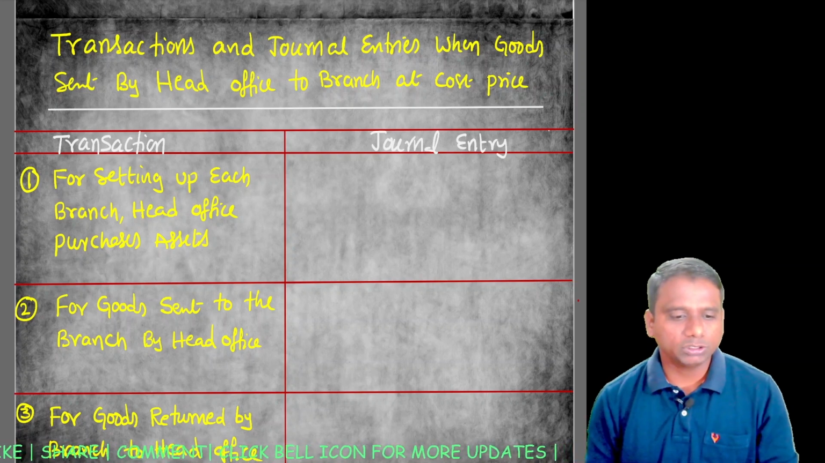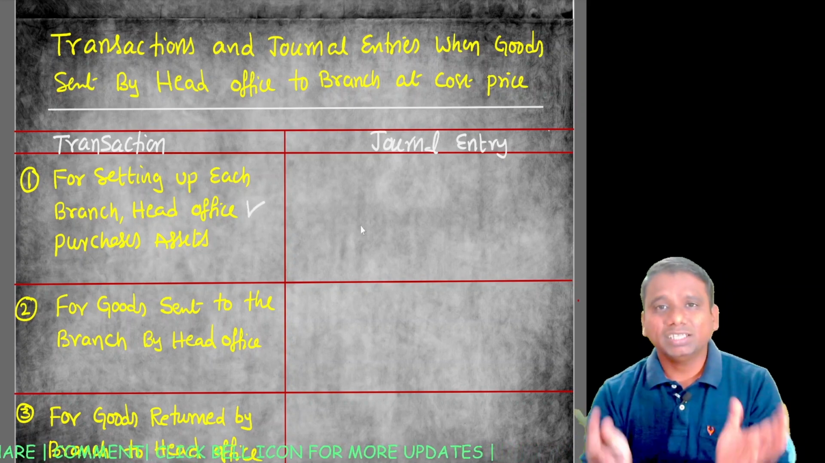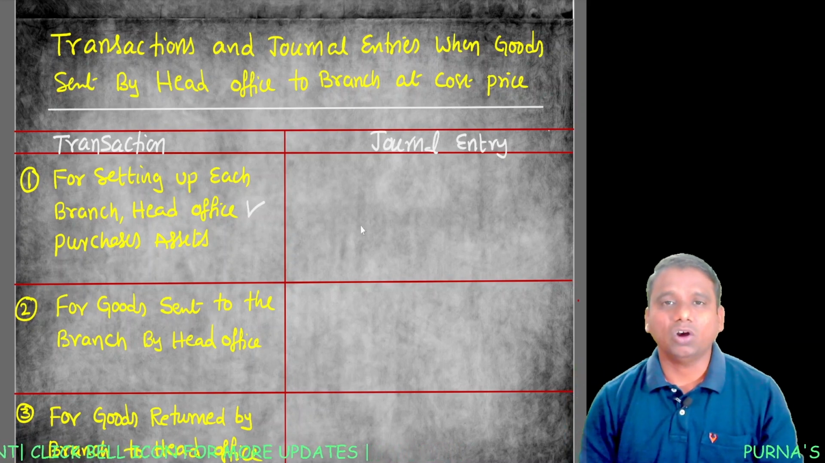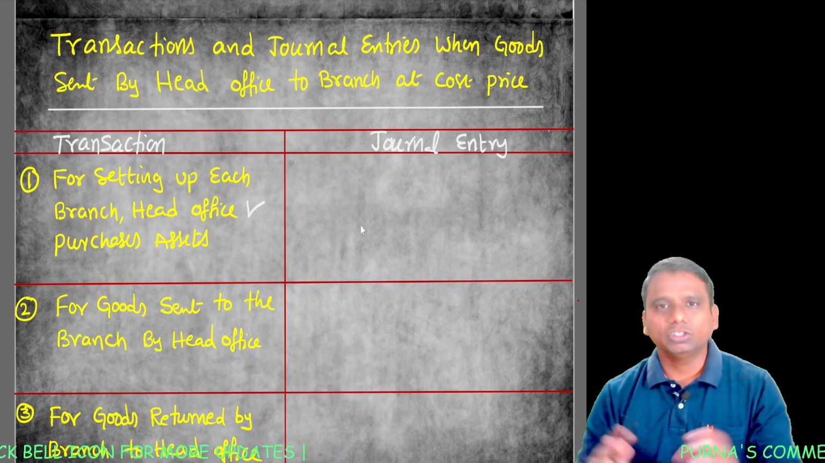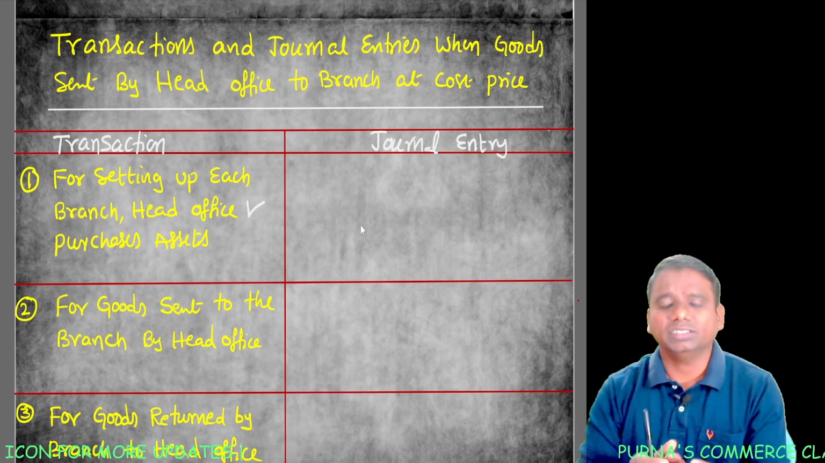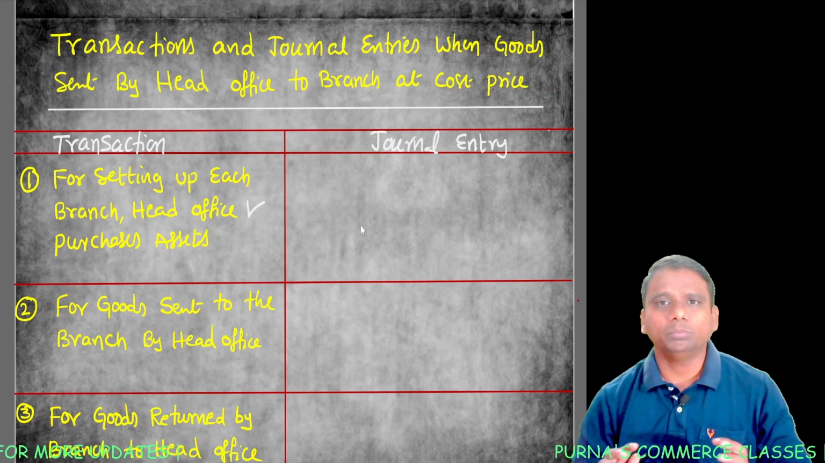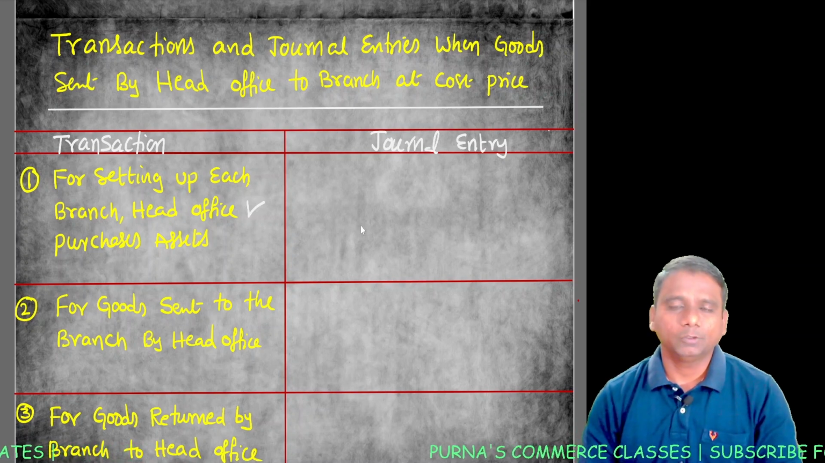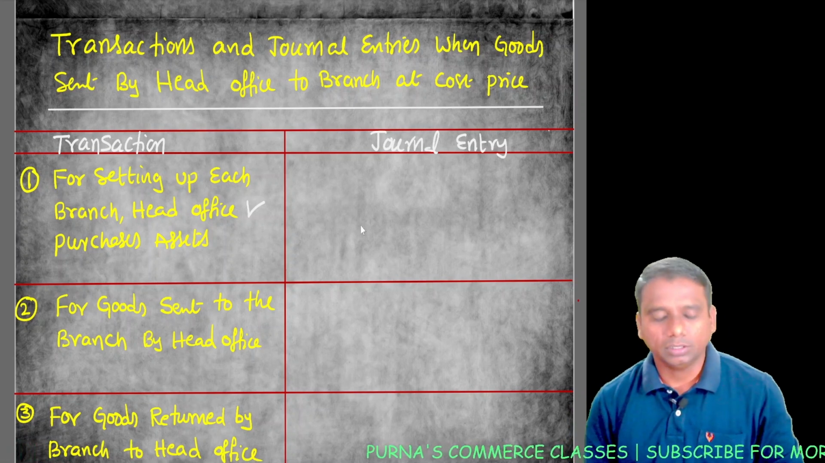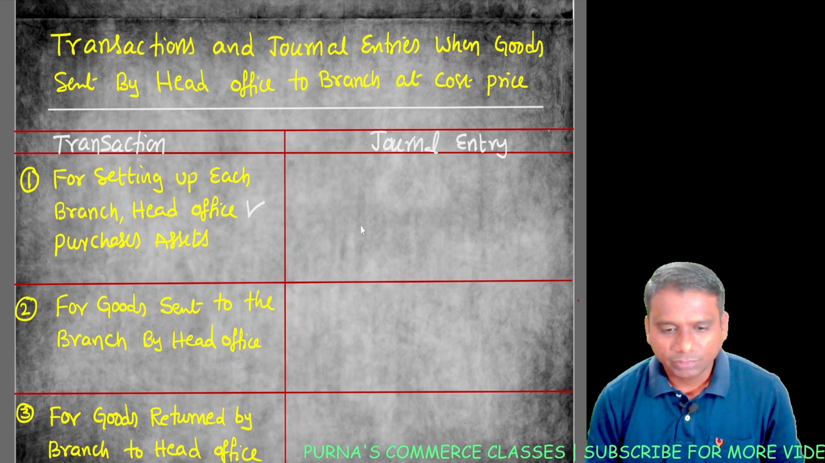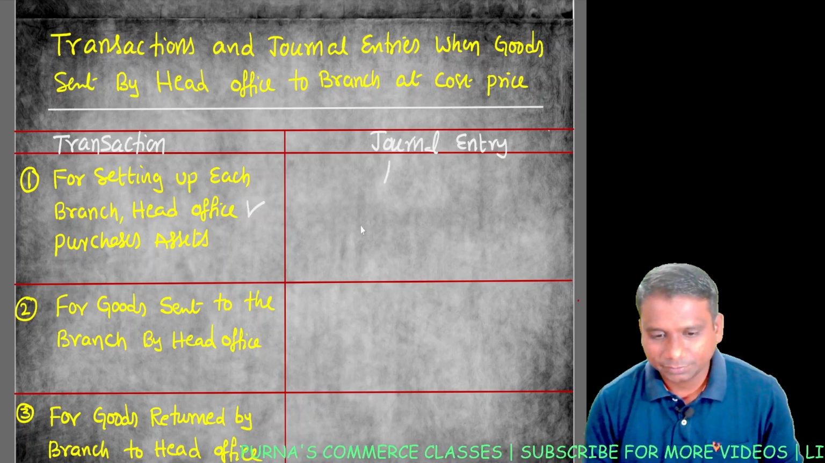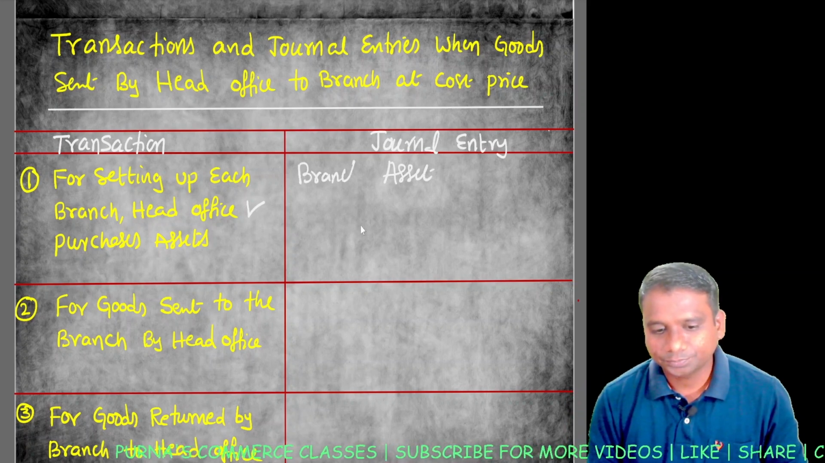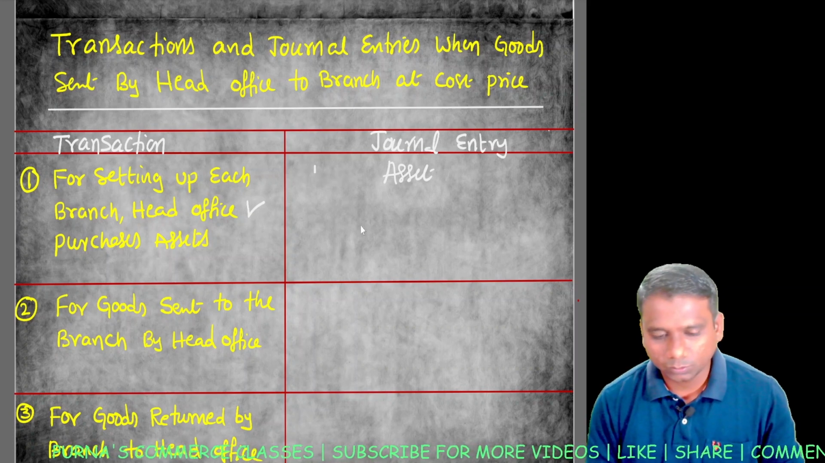The first and foremost transaction is to set up the branch. The head office should invest some money in assets for the branch. Without fixed assets, it is not possible to open the branch. We should buy some furniture and some equipment, and we should employ some capital to fund the fixed assets. Now what is the entry we record? We are buying assets. Is this asset for the head office? No, this asset is for the branch.